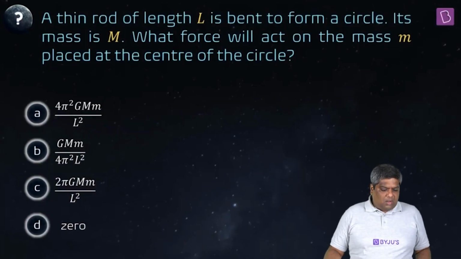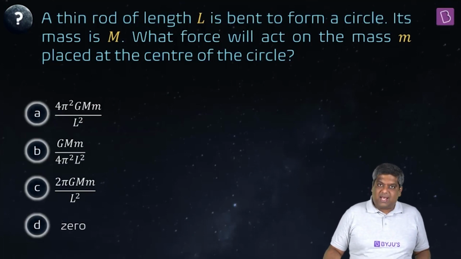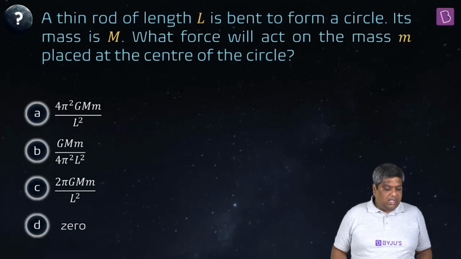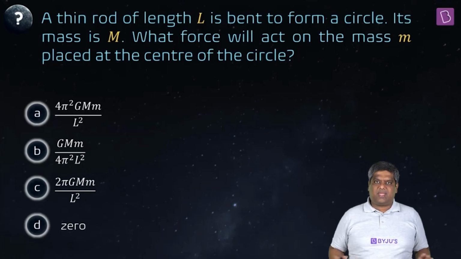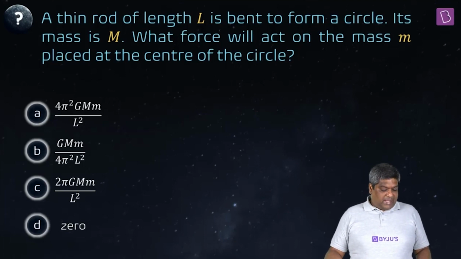A thin rod of length L is bent to form a circular ring. Its mass is capital M. What force will act on a mass small m placed at the center of that circular ring? That's the question. And the options are 4 pi squared G capital M small m by L squared, GMm by 4 pi squared L squared, 2 pi G capital M small m by L squared, and 0. So let us see which of the options is the correct one.